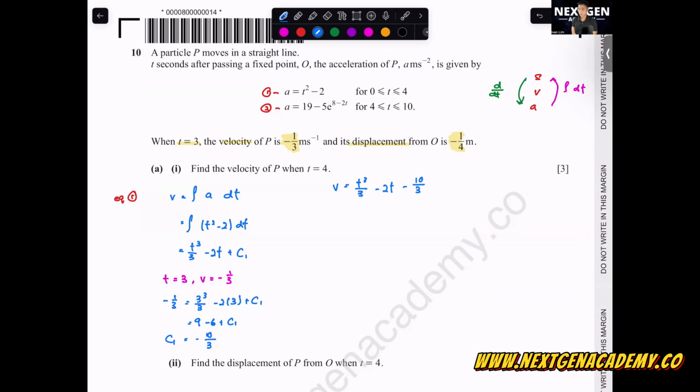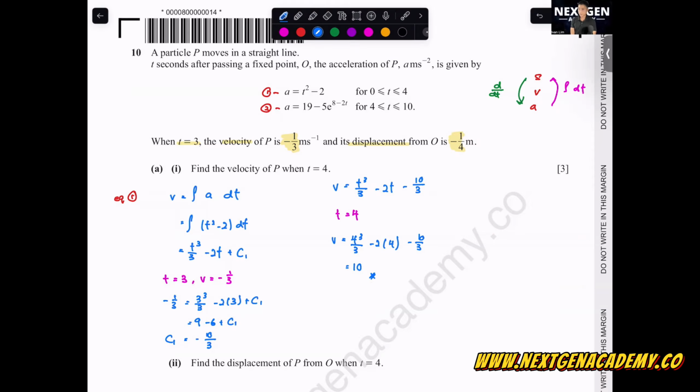Since we got the v expression, we can just substitute t equals 4. So at t equals 4, v is 4 cubed over 3 minus 2 times 4 minus 10 over 3. v is equal to 10. Do we need to write the units down? Don't need to. In maths normally they are not testing you on units. Just write the answer is enough.